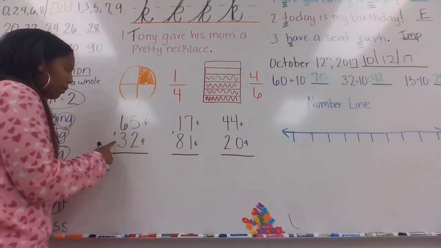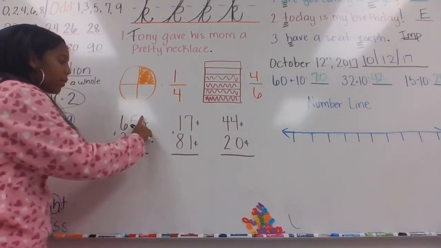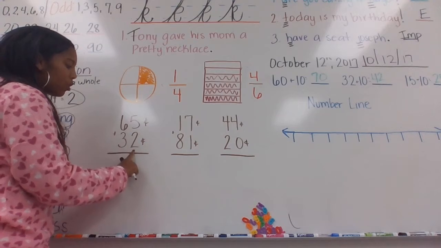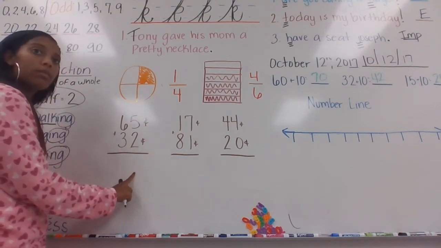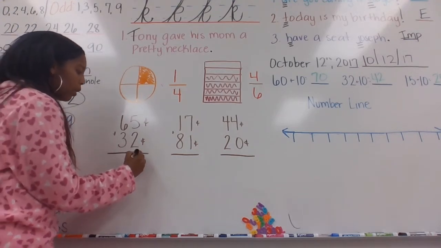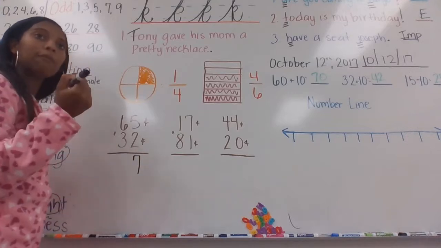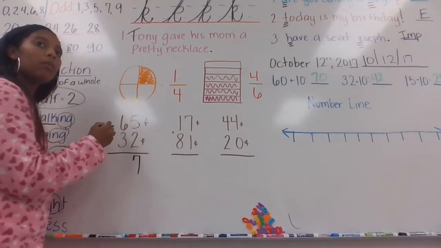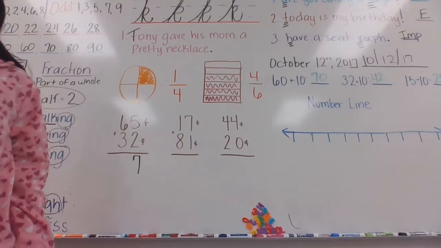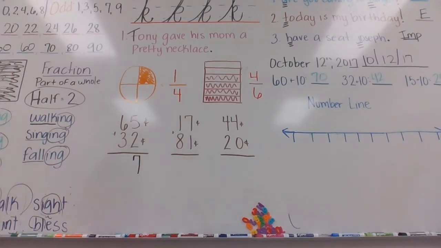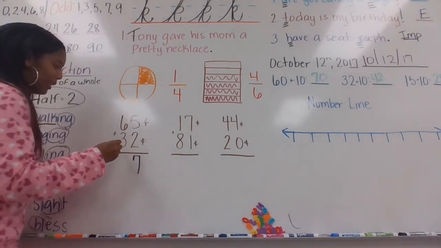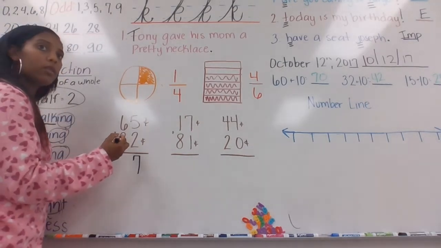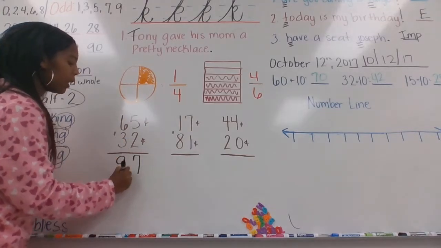Top to bottom. So I start with the back, 2. Top, 5 plus 2. Bring it down. It equals 7. So where do I go from the back? To the front. And I'm adding 6 plus 3. 6 plus 3 equals 9. Good.